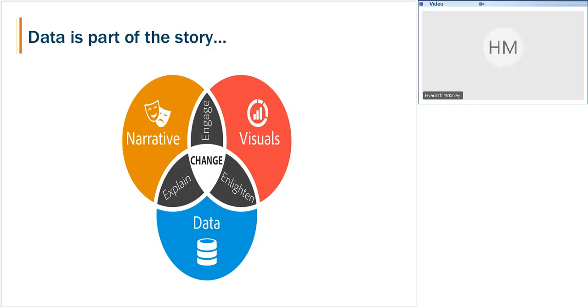So while the conversion of quantitative data is important, all of the other aspects of information is what our story is going to be comprised of.